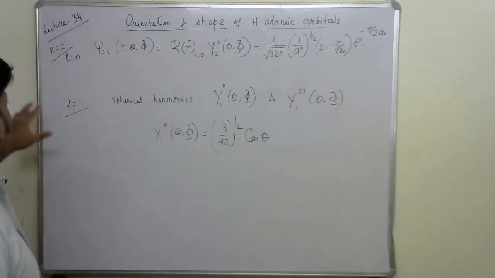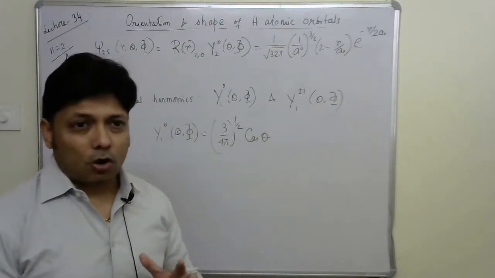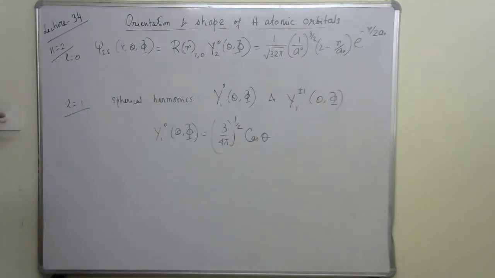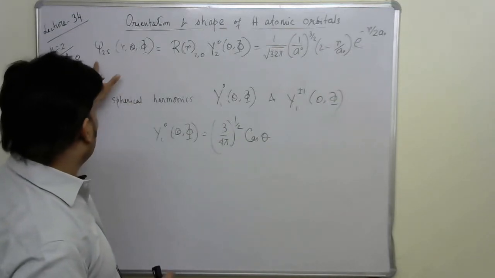So today we are going to discuss the orientation and shape of some of the hydrogen atomic orbitals. Last time we discussed the wave functions corresponding to n is equal to 1. Today we start with n is equal to 2, the wave function corresponding to psi 2s.